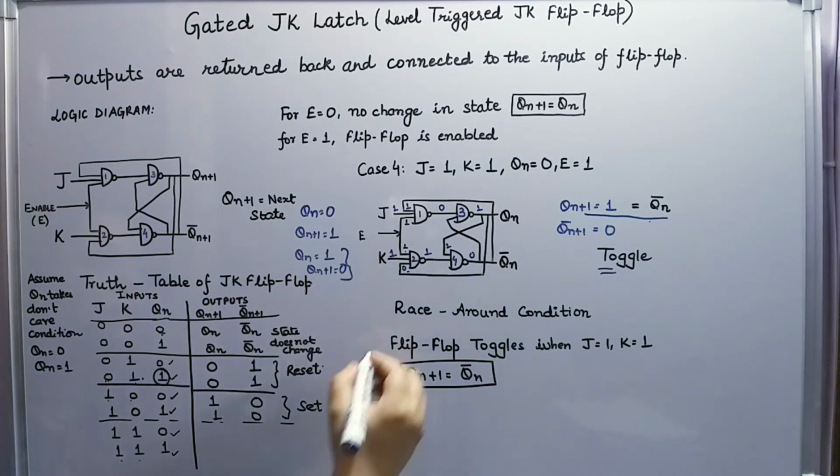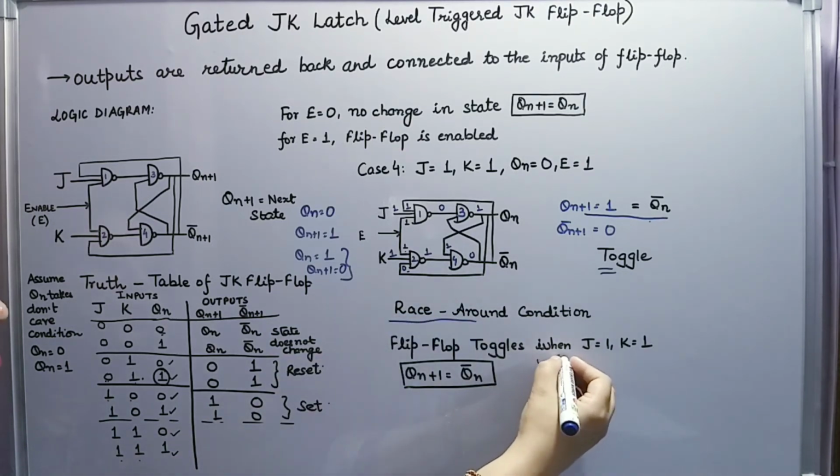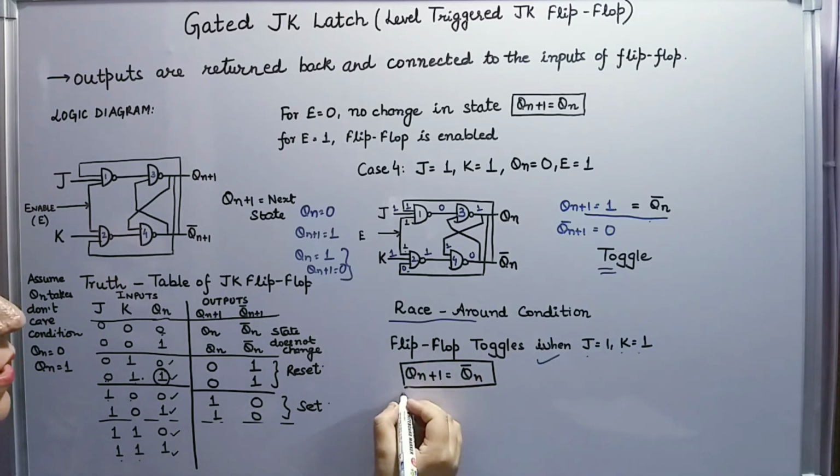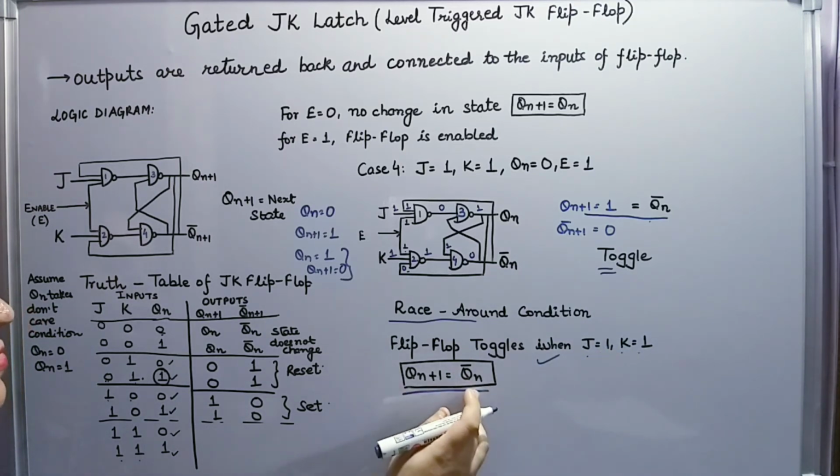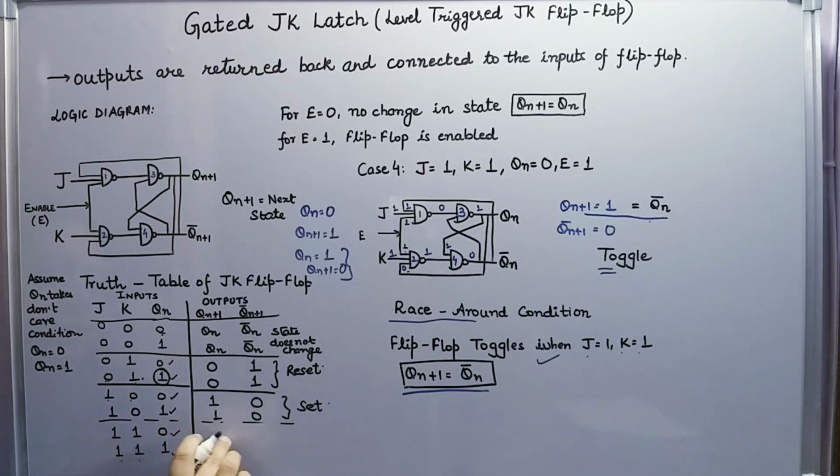Whenever this situation occurs, we say that the flip-flop enters into the race around condition, and this occurs only when J is equal to K equal to 1, and this is the equation that the next state is always complementary to the present state. So when I have to write down this truth table, J is equal to K equal to 1, what will be the next state? Complementary of the present state, that is this will be equal to 1 here, this will be 0. Next, J is equal to 1, K equal to 1. The next state will be complementary of the present state. So this is the output and the truth table of JK flip-flop.